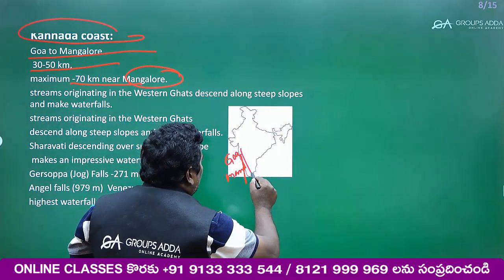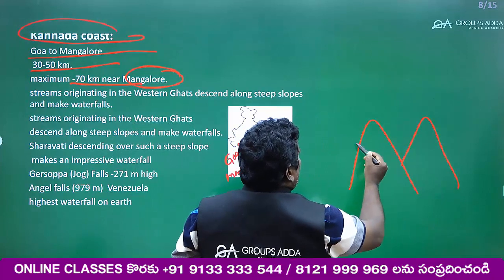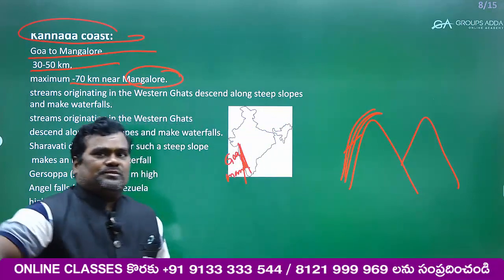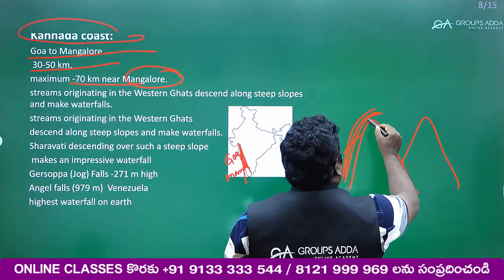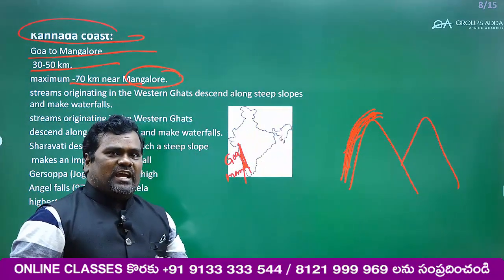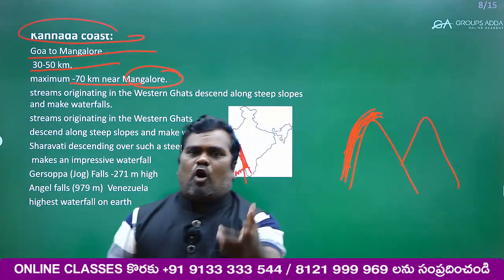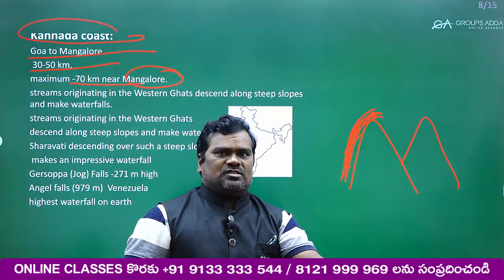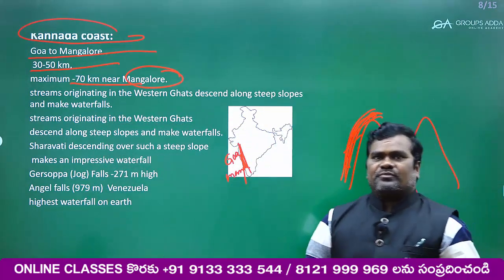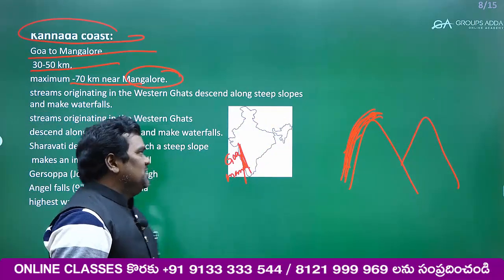Here we have Western Ghats. Okay, Western Ghats, here we will be having some slope, isn't it? Yes, here some rivers are flowing in this direction. When rivers are flowing, okay, obviously there you can find some natural waterfalls. Okay, have you heard about Jog waterfalls, which is the highest waterfall in India? It is available here only. See here.